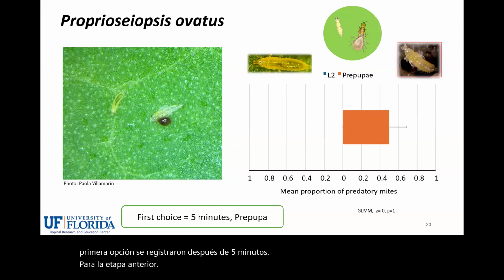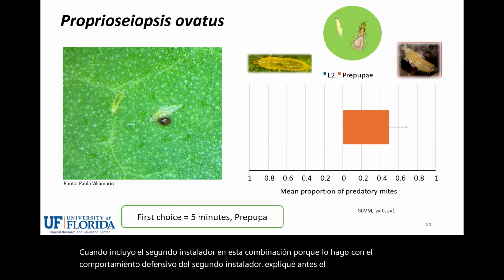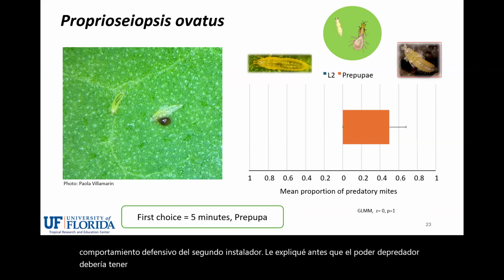When I include second instar larvae in this combination, because of the defensive behavior of the second instar larvae, as I explained before, the predator might choose more the prepupae stage, with the first choice recorded after 5 minutes of the release.